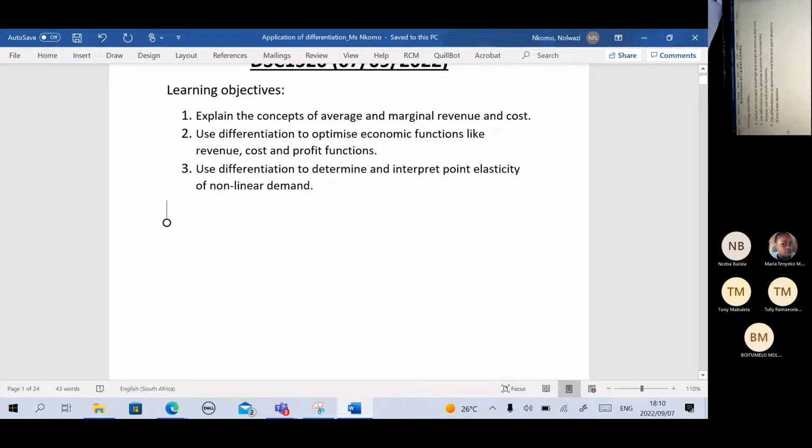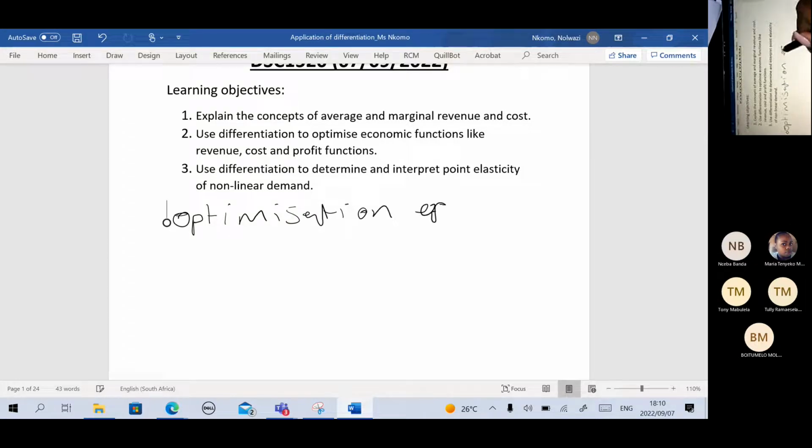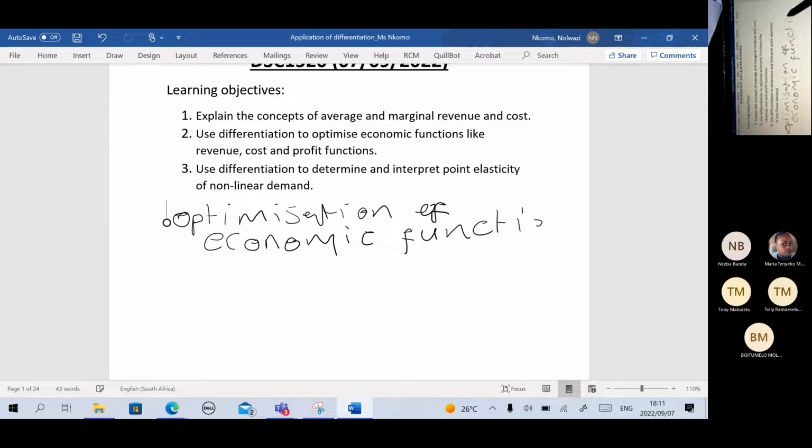Okay, today we'll start from optimization of economic functions. If you see that I'm fast, please feel free to stop me immediately or to let me know. Just unmute your mic and talk if you have a question. I don't mind.